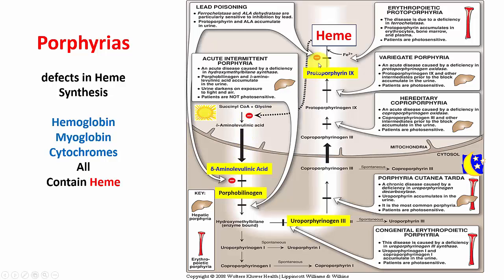Now, the heme controls this synthesis of more heme. When there's adequate heme, then it slows the synthesis down. So that's one of the feedback inhibition things you should see.